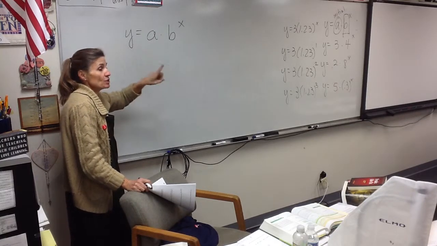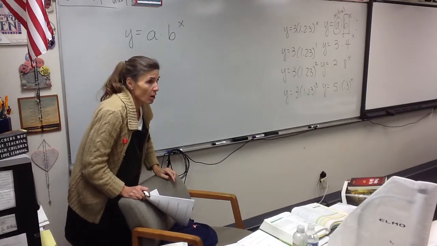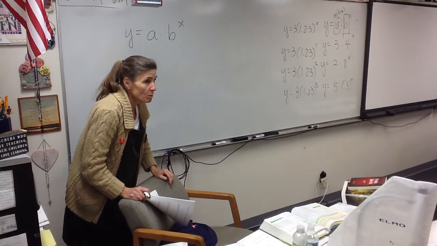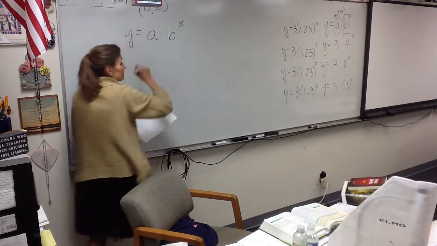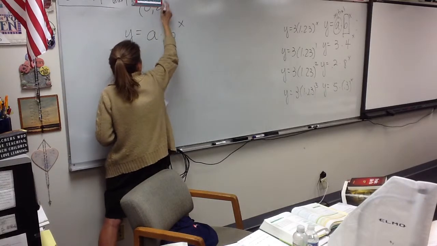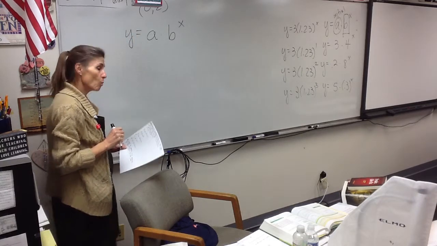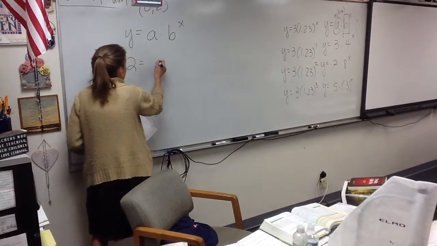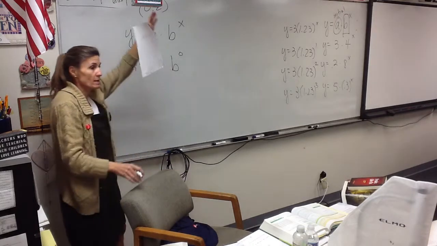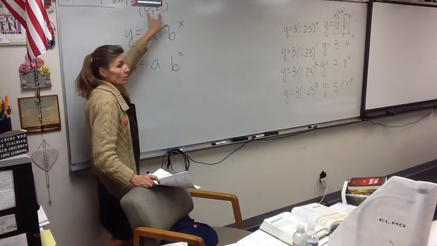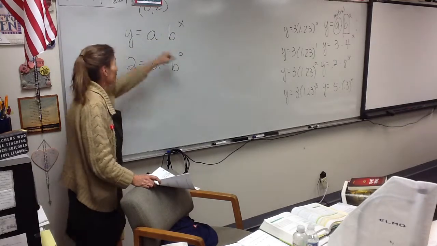Now, they have given you 2 points. One of them has a 0. I always want to start with the point that has a 0. So I am going to take the point (0, 2). I'm going to remember that this is the x and this is the y, and I'm going to plug that point into my equation. So what will it look like? 2 equals a times b to the 0th. Start with the one that has a 0, and plug those into your equation for x and y.